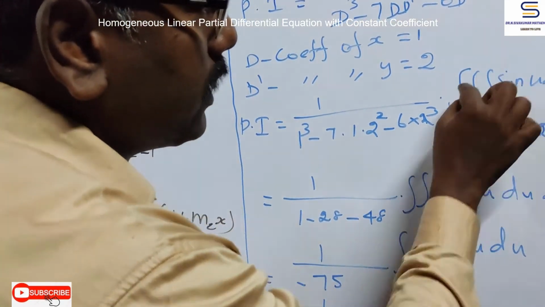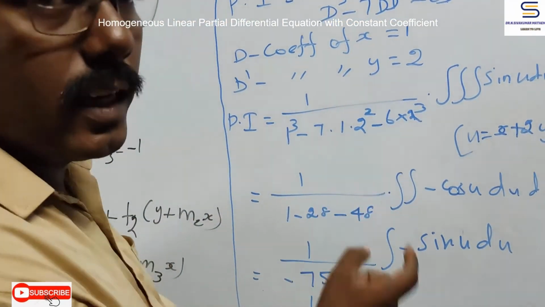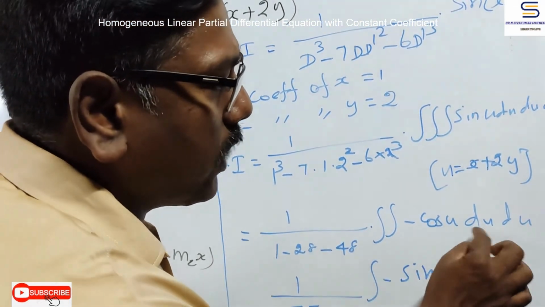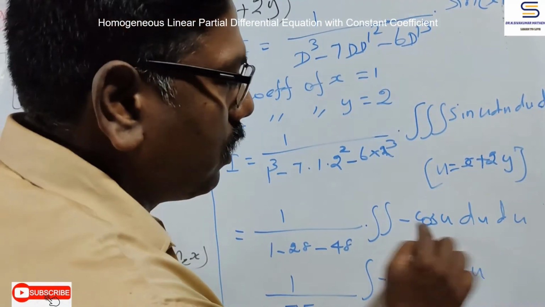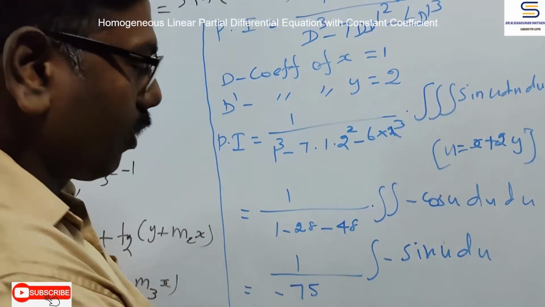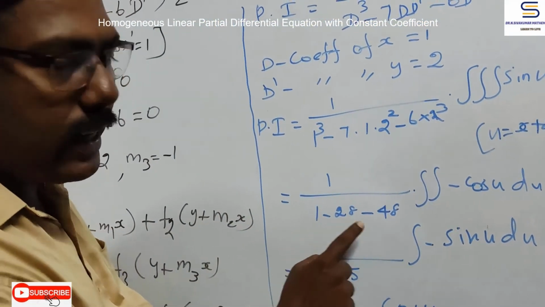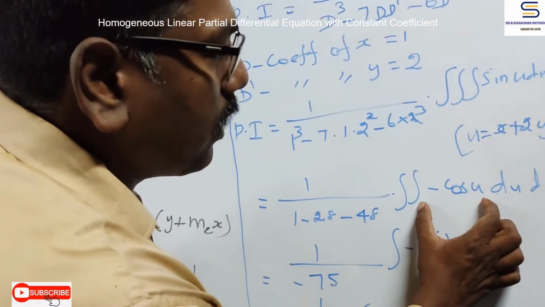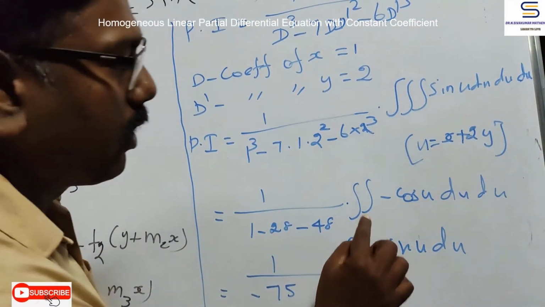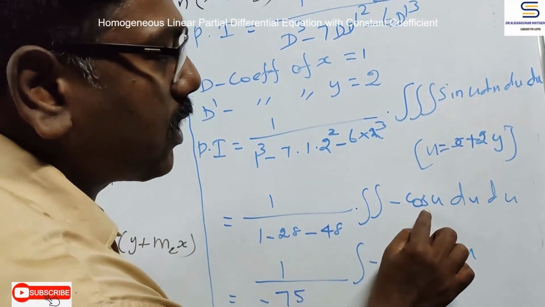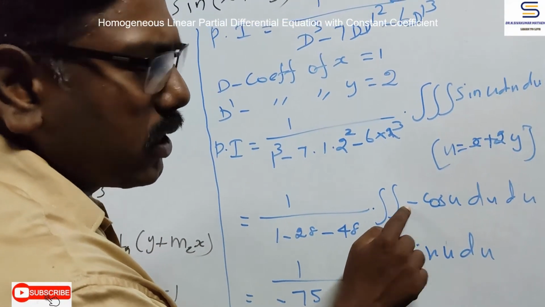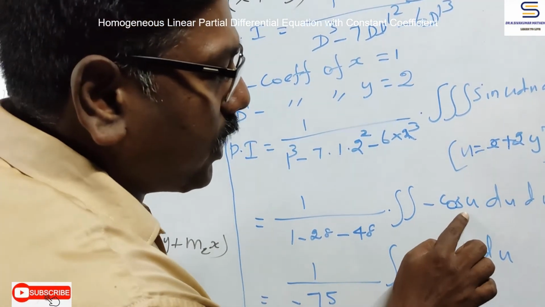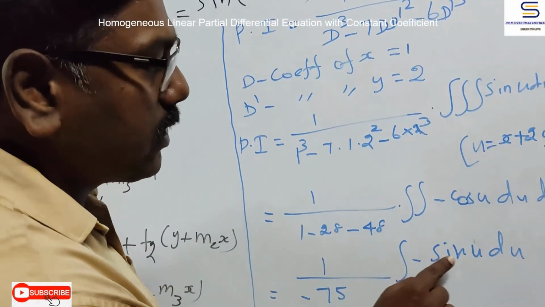Here one time integration means integral sin u. So integral sin u we know is minus cos u. Again we have double integrals du du. So this value is 1 minus 75, so 1 by minus 75, and integrate this value, integral minus cos u du. This minus sign you keep outside. So integral cos u is sin u, so minus sin u du.